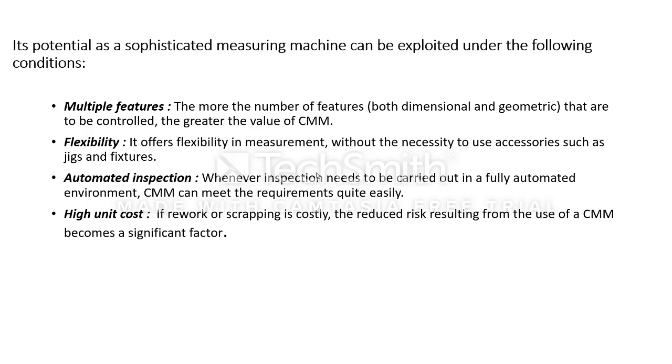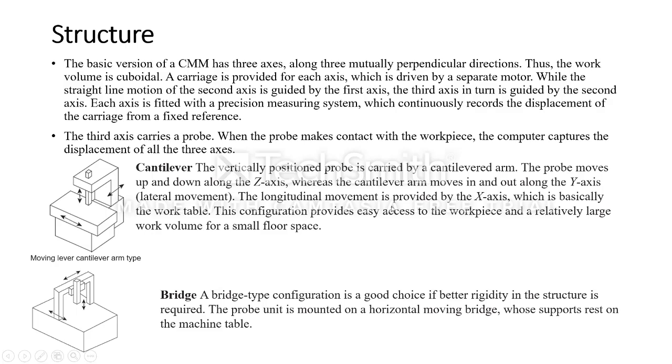These are the advantages. Coming to the structure of the CMM, the basic version of a CMM has three axes along three mutually perpendicular directions. So whatever work we have to do can be done in a cuboidal way. The measuring probe can reach any point in a cube. If we consider a cube, which is a three-dimensional shape, my measuring probe can go anywhere in that cube. It can roam anywhere in the three axes.